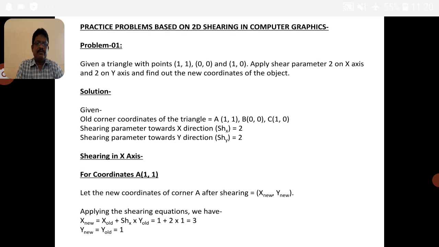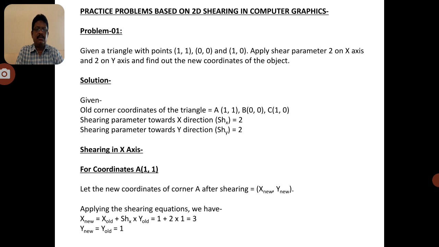The next given values are the shearing parameter on the x axis, that is sh(x) equals 2. In the problem, sh(y) equals 2 is also given, that is shearing towards the y axis. Now we have to find the new coordinates after shearing on the x axis. We can find shearing on the x axis and shearing on the y axis separately. The concept of shearing is that the object after applying shearing on the x axis is different compared to the y axis. Now we are going to observe that.